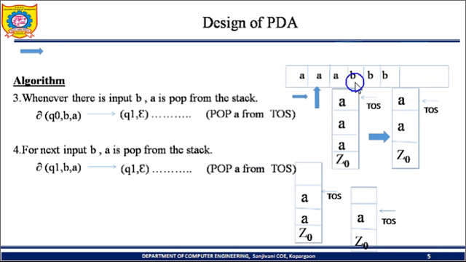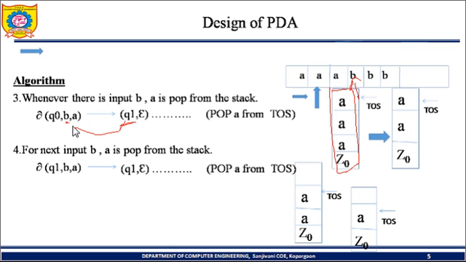Now we are pointing towards input symbol B, and the stack will have 3 A's and Z0, where the top of the stack is pointing towards A. Whenever we have input B and the top of the stack is A, we are going to perform the pop operation. Now we are changing the state, because we have changed the operation. So we need to change the state, and we have changed the state.